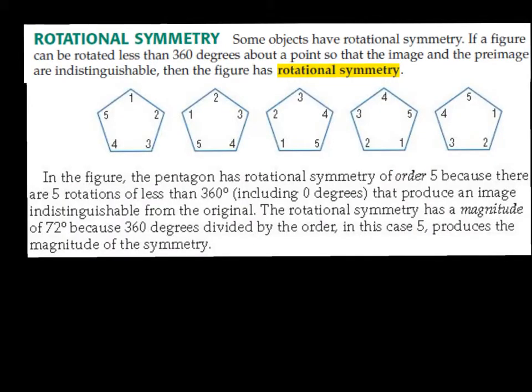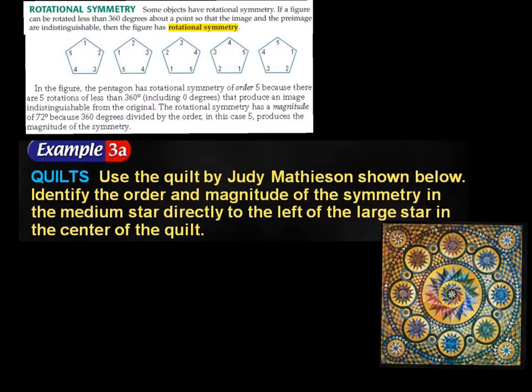In the figure, the pentagon has rotational symmetry of order 5 because there are 5 rotations of less than 360, including 0 degrees, that produce an image indistinguishable from the original. The rotational symmetry has a magnitude of 72 because 360 degrees divided by the order, in this case 5, produces the magnitude of the symmetry. Use the quilt by Judy Matheson shown below.